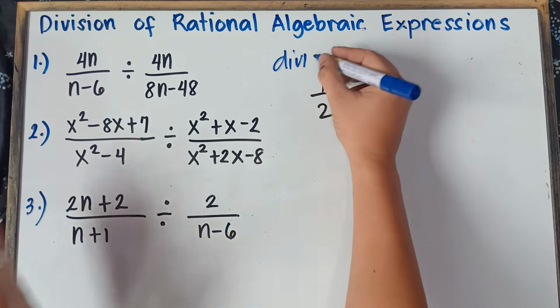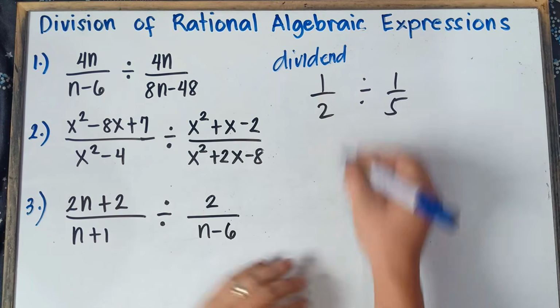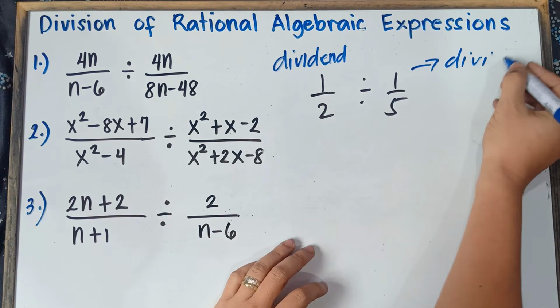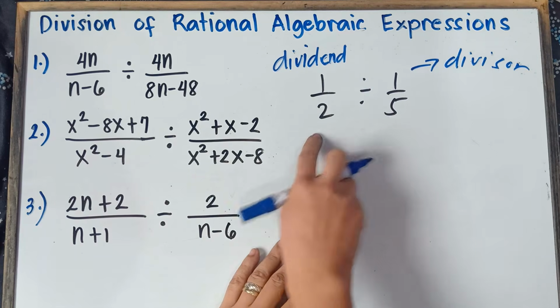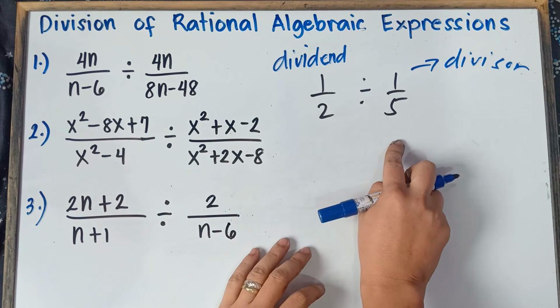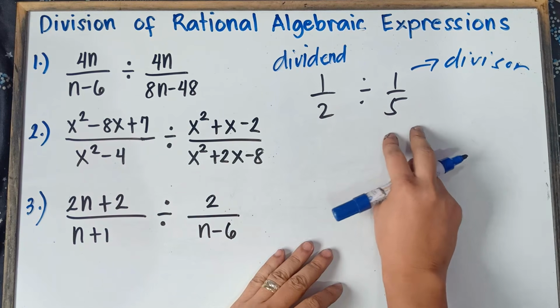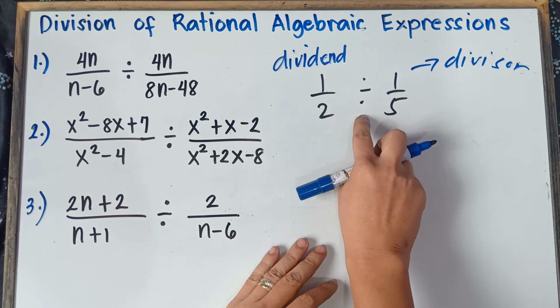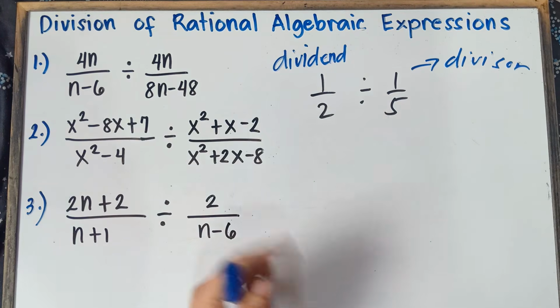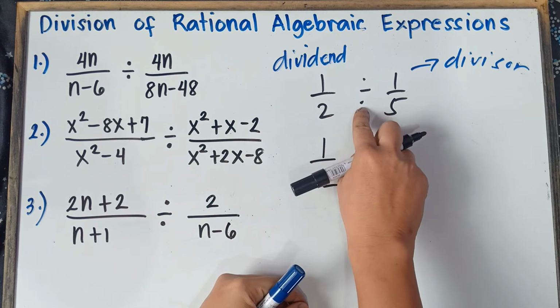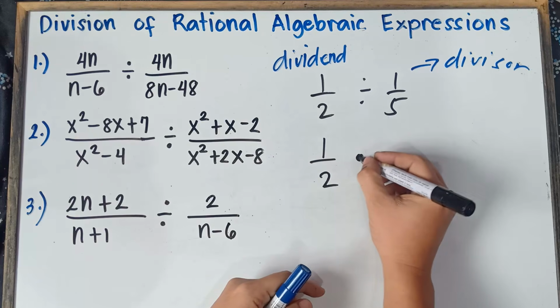Once again, class, this is the dividend. This one right here on the left side will be your dividend, and this one right here on the right side will be your divisor. To divide the fractions, you need to get the reciprocal of the divisor, and then you proceed to multiplication. Simply copy your dividend, copy 1/2. Then instead of dividing, you proceed to multiplication, multiply.